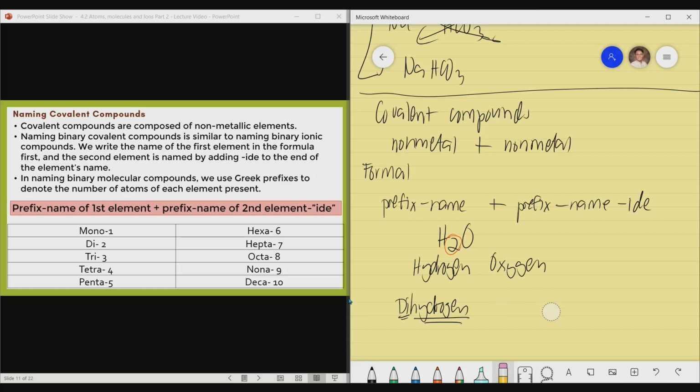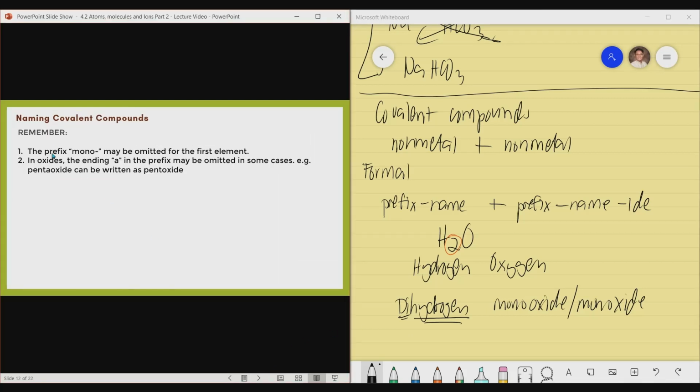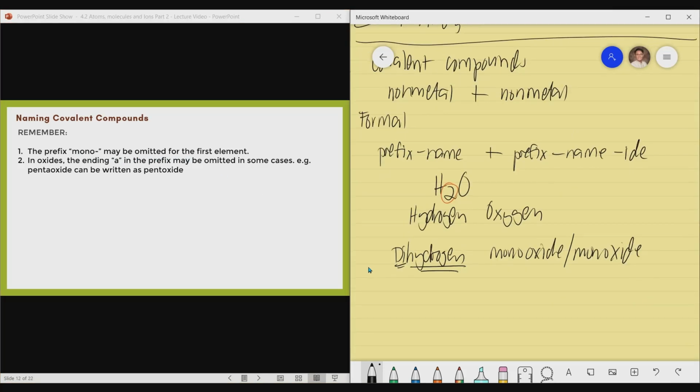This could be mono oxide, or in other translation, this could be monoxide. We can actually opt out the extra O. Okay? Dihydrogen monoxide. Remember, the prefix mono may be omitted for the first element. Now, if ever po na mono ang unang gamitin dito sa unang element, pwede na po nating hindi gamitin.